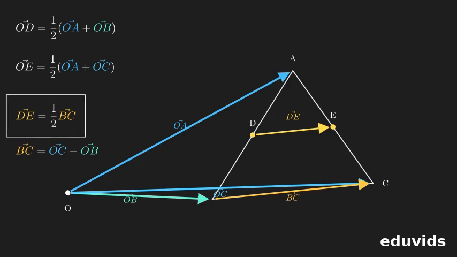This equation tells us two crucial things about the line segment DE relative to BC. Since vector DE is a scalar multiple of vector BC, specifically 1/2, it means they are parallel. Also, the magnitude, or length, of vector DE is exactly half the magnitude of vector BC. This precisely proves both parts of the midpoint theorem using vector derivation.